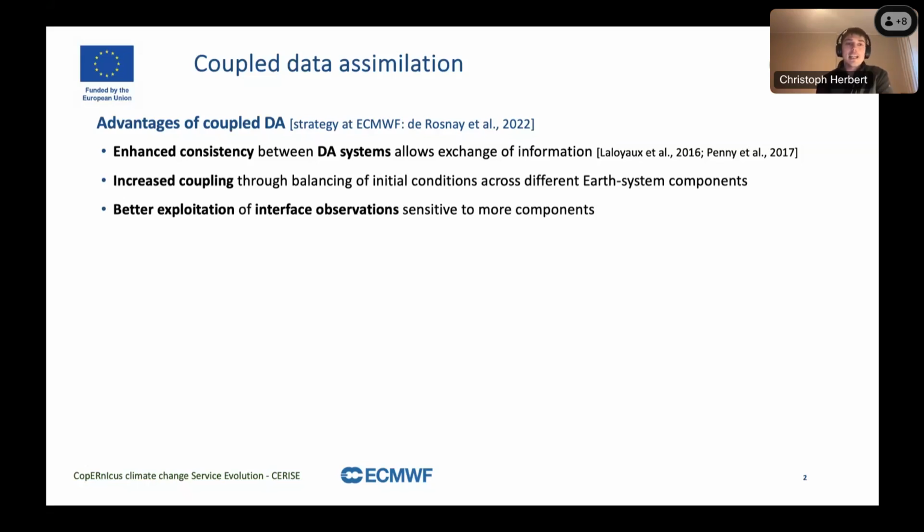So usually in DA, we want to maximize the use of our high quality observations and don't want to throw away a lot of them. So basically the idea will be to have a better exploitation of observations which are sensitive or which have a certain information content to more than one Earth system component rather than filtering them out.